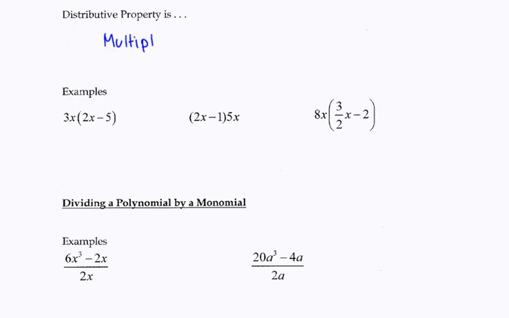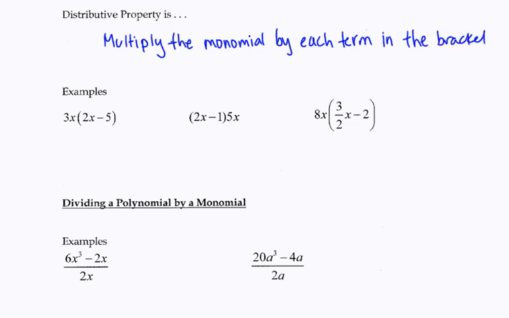Okay, so we're going to multiply the term on the outside with the term on the inside. Multiply the monomial by each term in the brackets, or parentheses. Multiply the monomial by each term in the brackets, or in the binomial, or it could be a trinomial.